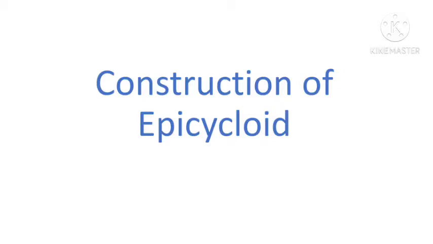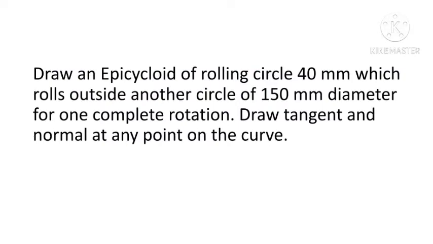Hello all. Now I am going to demonstrate the construction of epicycloid. Epicycloid is a curve generated by tracing a point on the circumference of a generating circle when it rolls over another circle. Generally, the generating circle diameter will be smaller than the guiding circle diameter. So in that case, when you trace any point on the circumference, you will get a curve. That particular curve is called epicycloid.